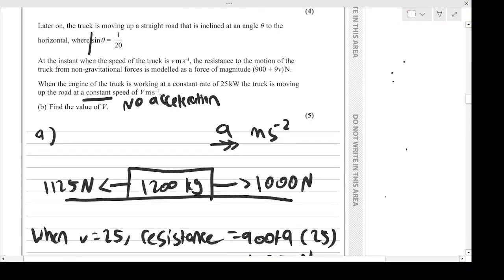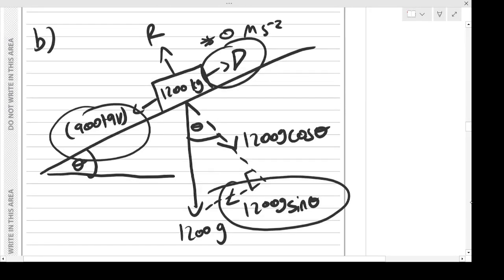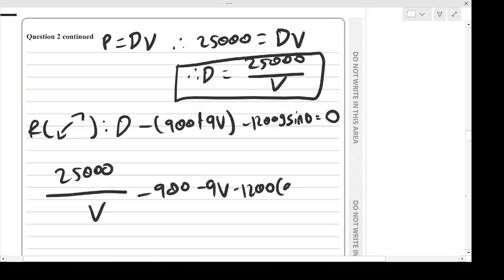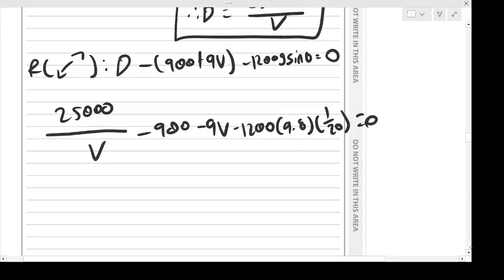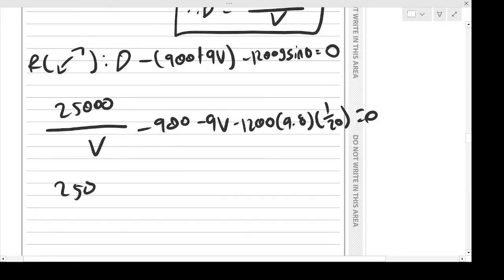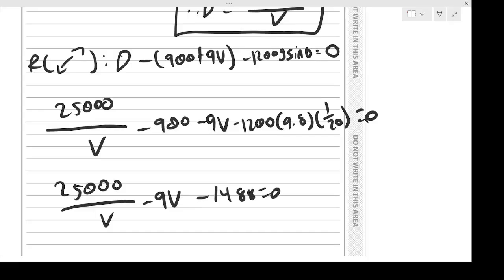Now, I'm told what sine theta is. It's 1 over 20. I'm probably going to need to say G is 9.8 as well. So it's going to be 9.8 lots of 1 over 20 equals 0. So if I tidy this up and deal with the numbers, I get 25,000 over V, take away 9V, minus 1,488 equals 0.